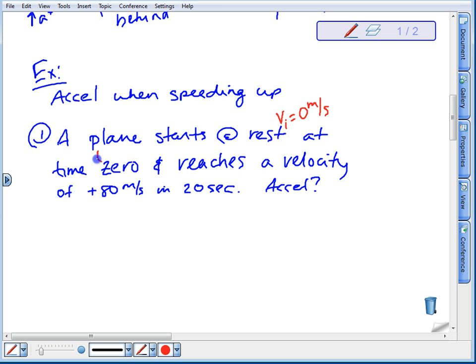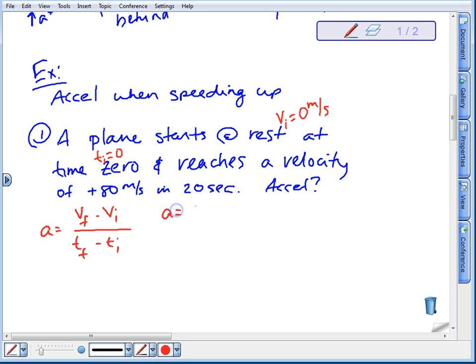And its time is 0. And then it reaches a velocity of 80 meters per second in 20 seconds. And we want our acceleration. So we know our acceleration is VF minus VI over TF minus TI.